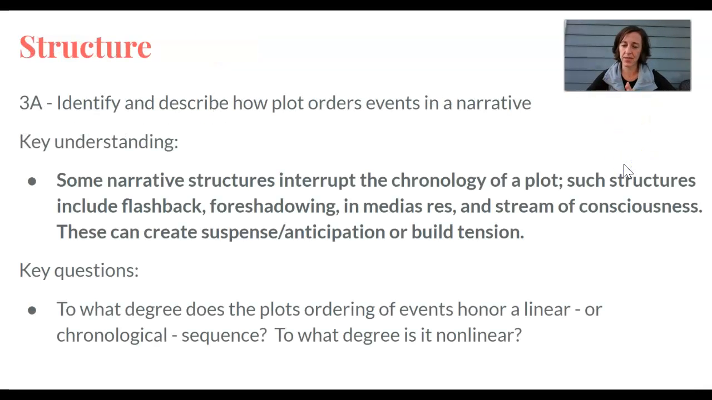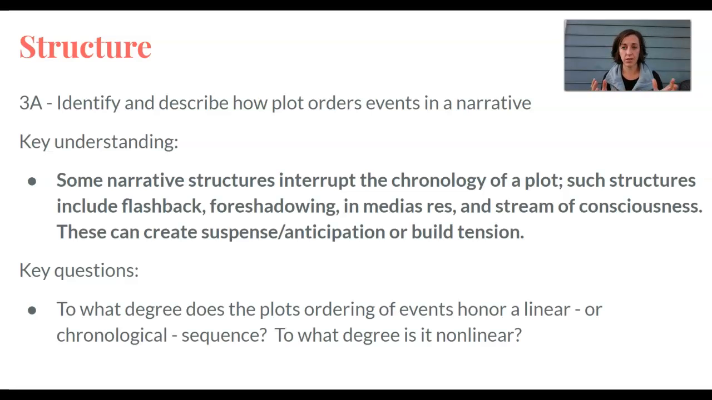First, structure. We're in the 3rd strand of the 7 strands of AP Literature. Structure is first asking you to identify, well, what is the structure of a book? And then the second thing you'll do in 3B is explore why that structure is used. The key understanding today is that not all structures are traditional. Some narrative structures interrupt the chronology of a plot. Such structures can include flashback, foreshadowing, in media res, and stream of consciousness. They can create suspense, anticipation, and they can build tension.